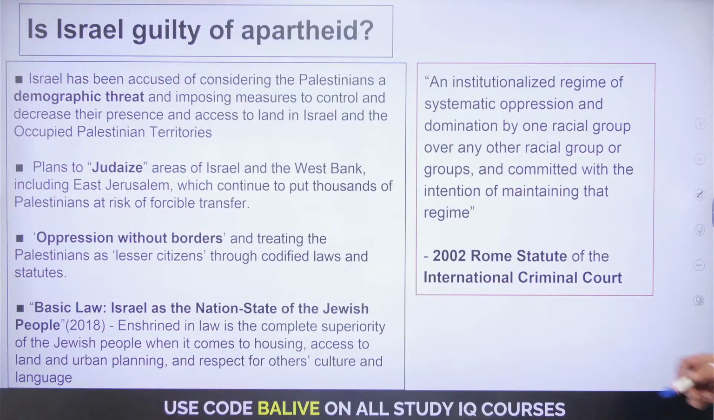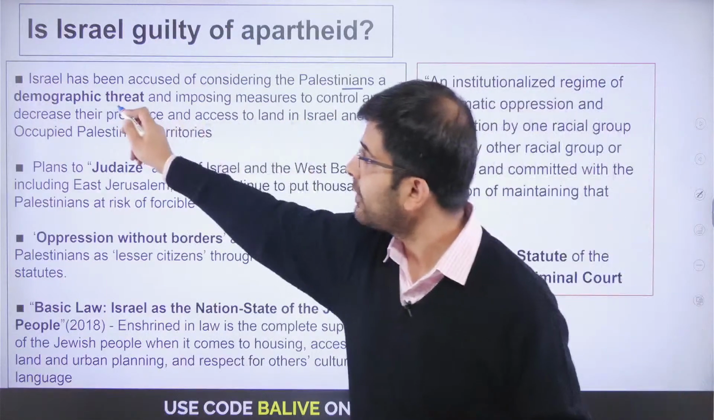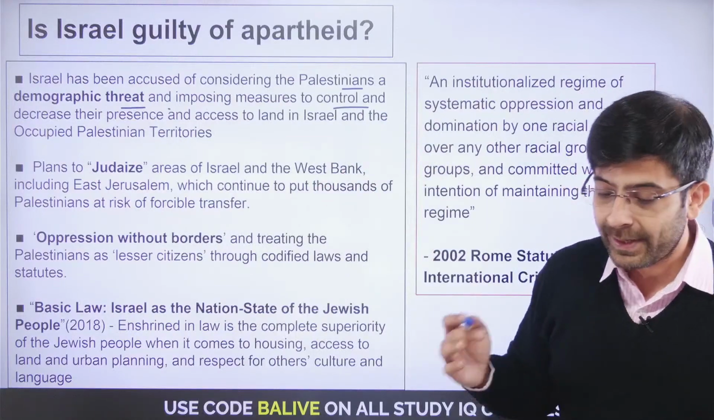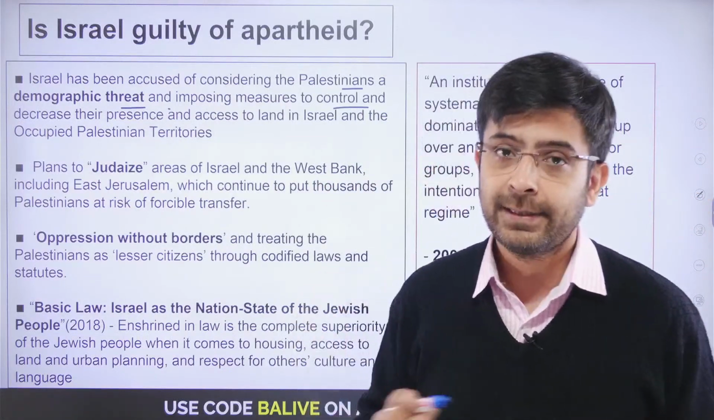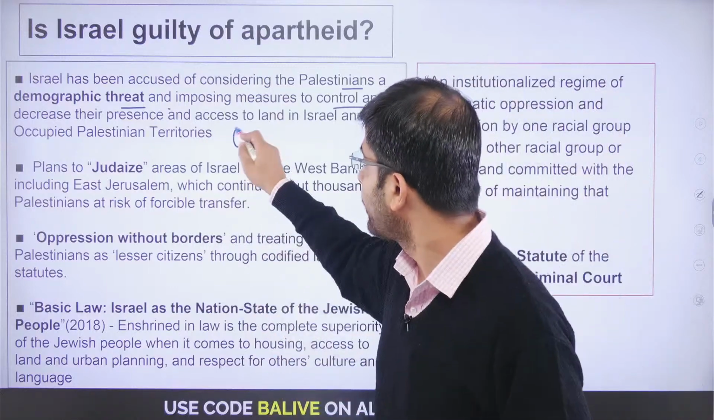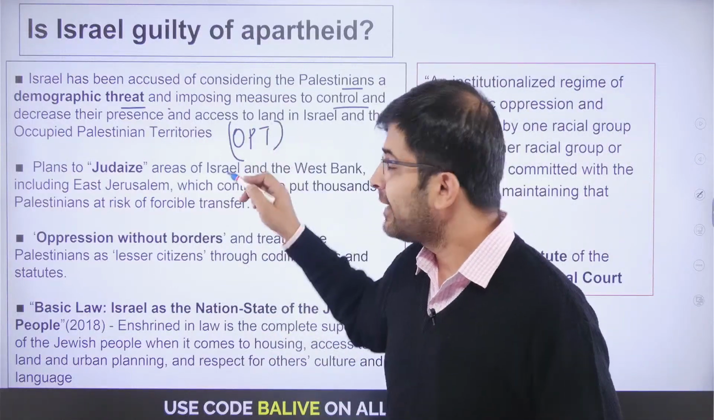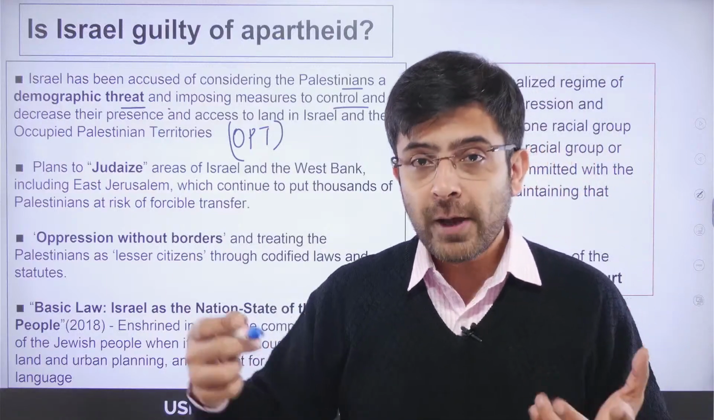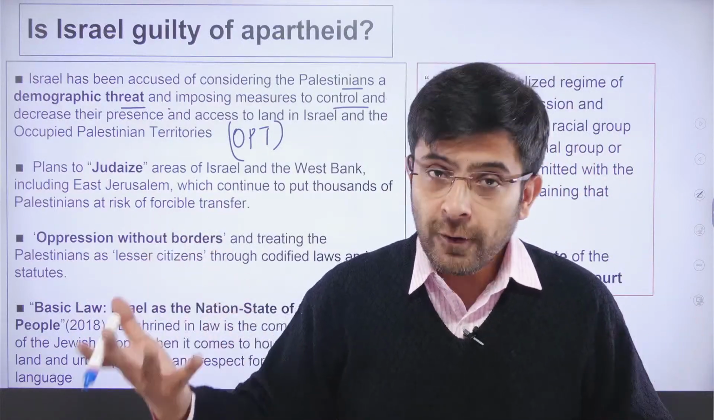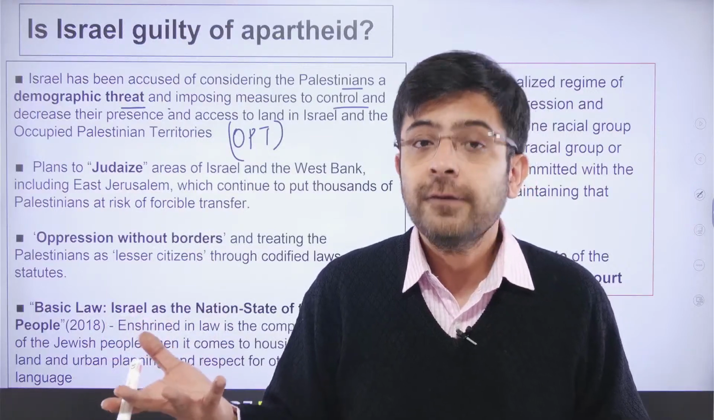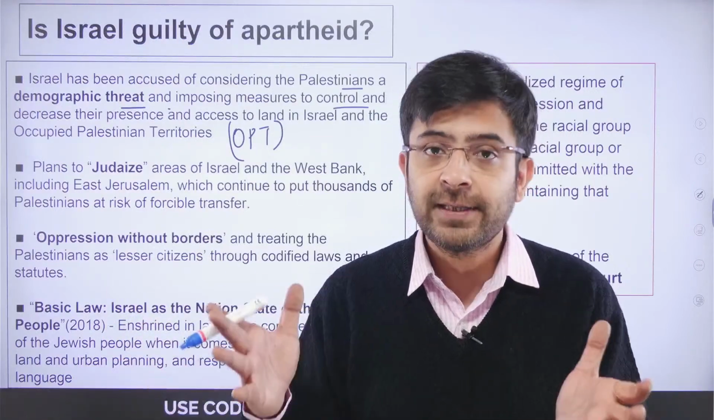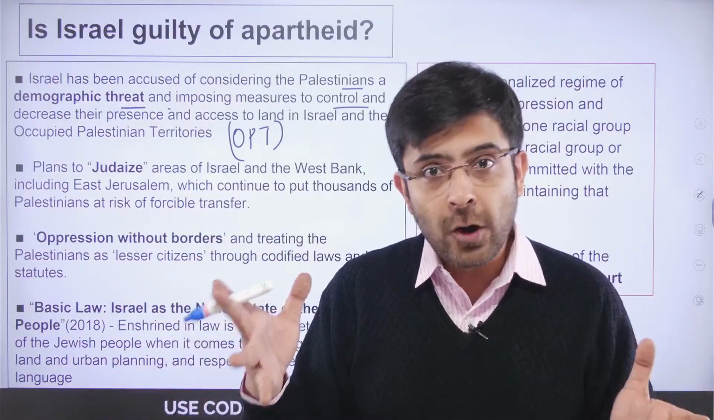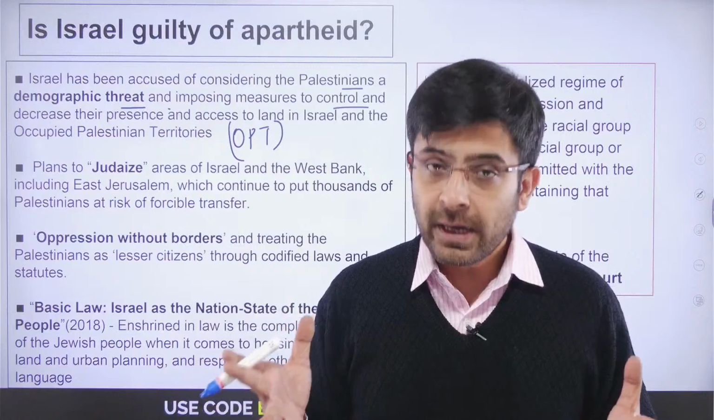It has been accused of considering the Palestinians as a demographic threat and imposing measures to control and decrease their presence in the OPT, the Occupied Palestinian Territories. So like I told you, you have the Israeli state that has both Jews and Arab Palestinians. And then you have these other areas that are fully 100% Arab Palestinian. And Israel has a different set of laws for different sets of Arab Palestinians. And in that complexity, is Israel committing apartheid?